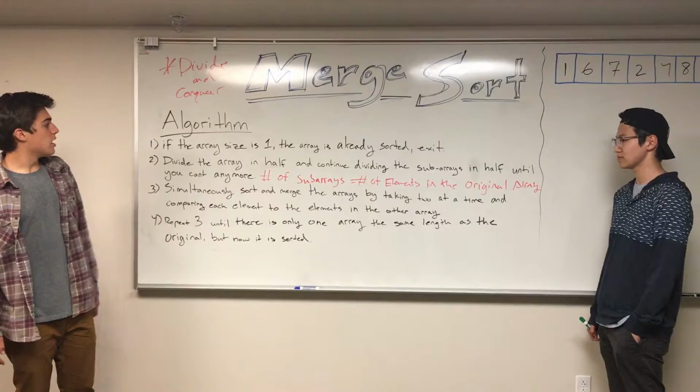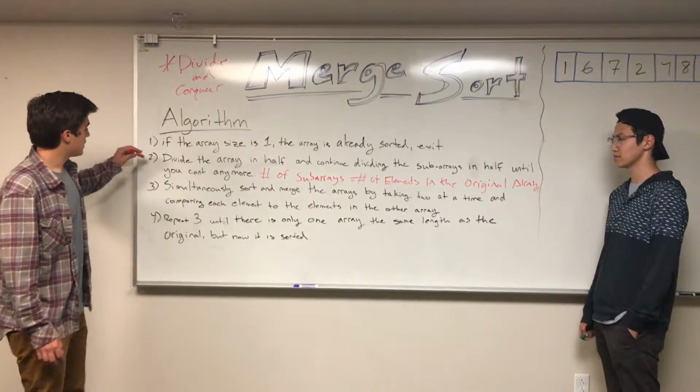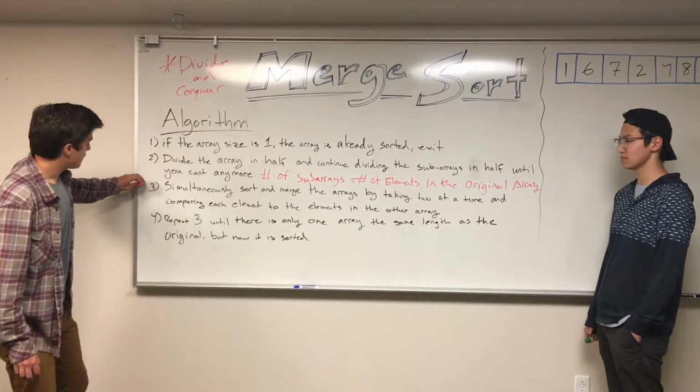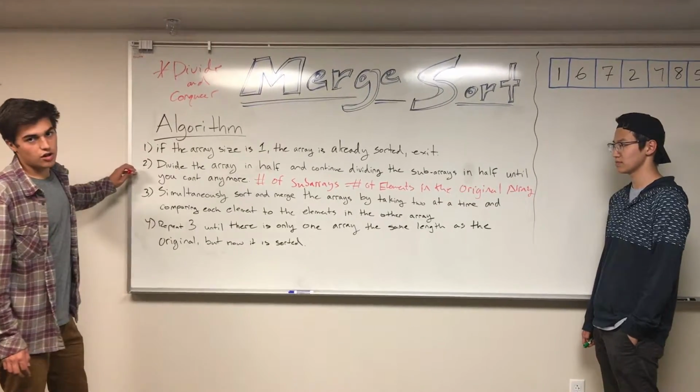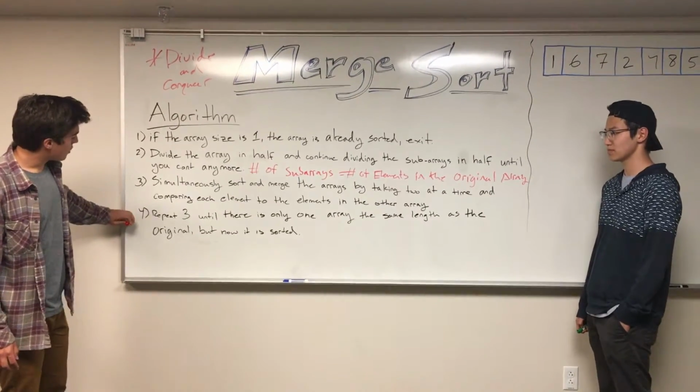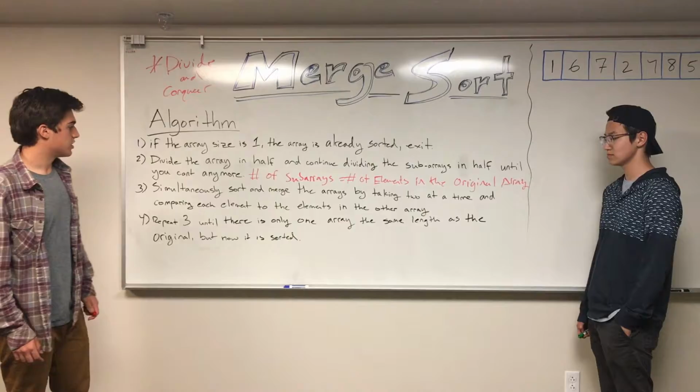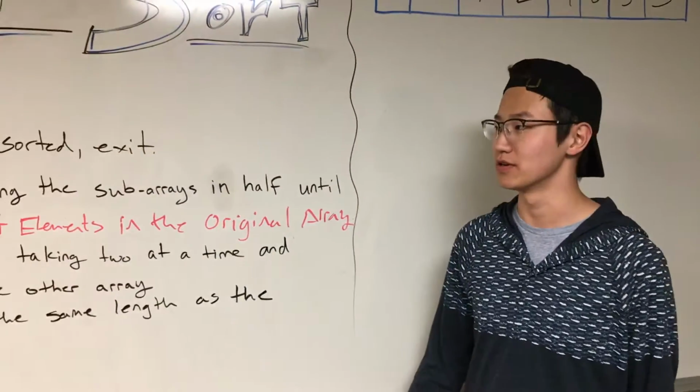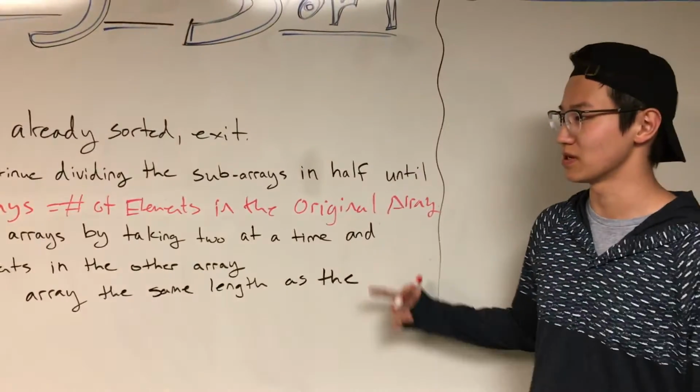So we're going to show how to do this more. And this over here is the divide part, and this is the conquer part. So you're dividing it all up, and then down here you conquer by sorting and merging at the same time. Let's go. All right. So we're going to demonstrate the second step of the algorithm.